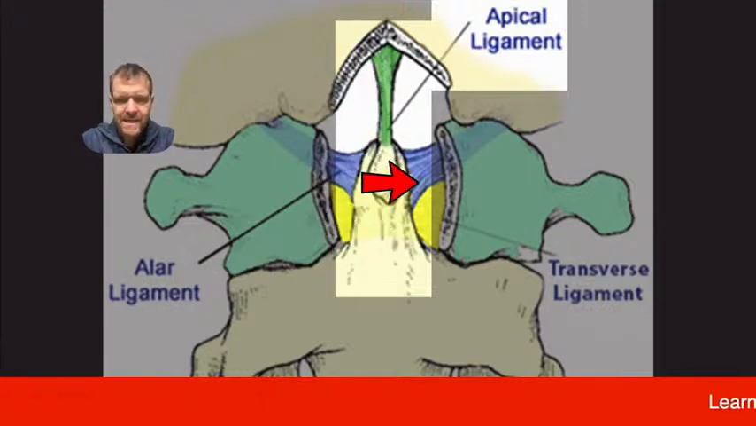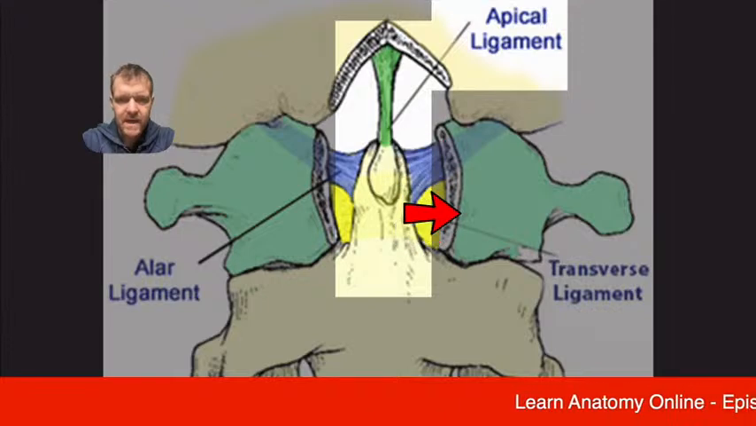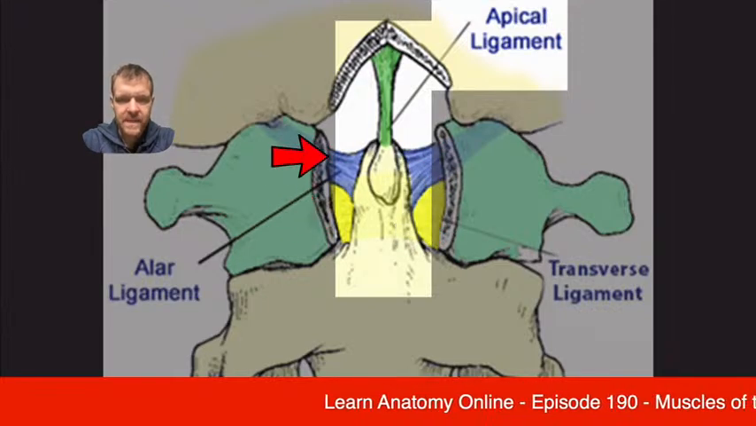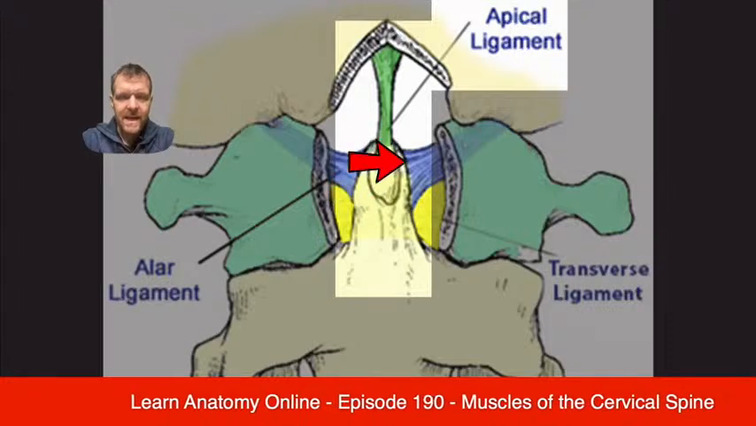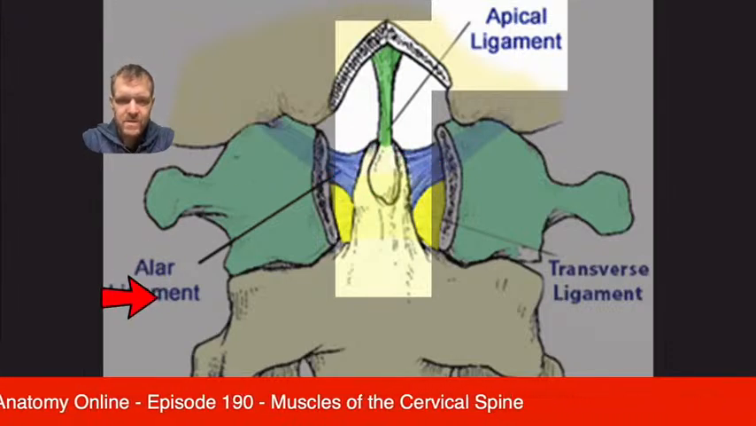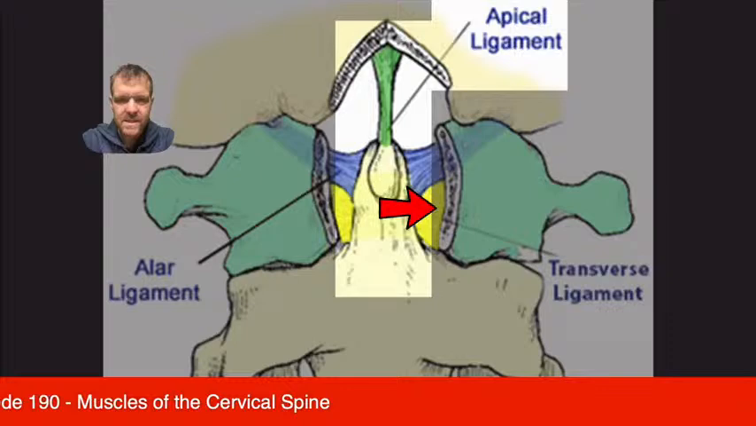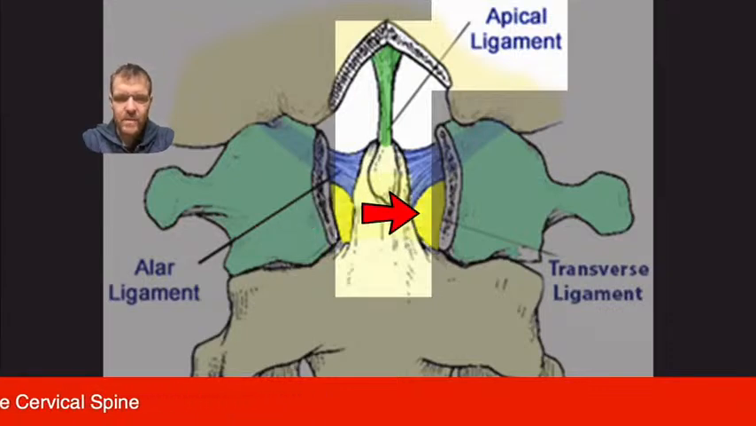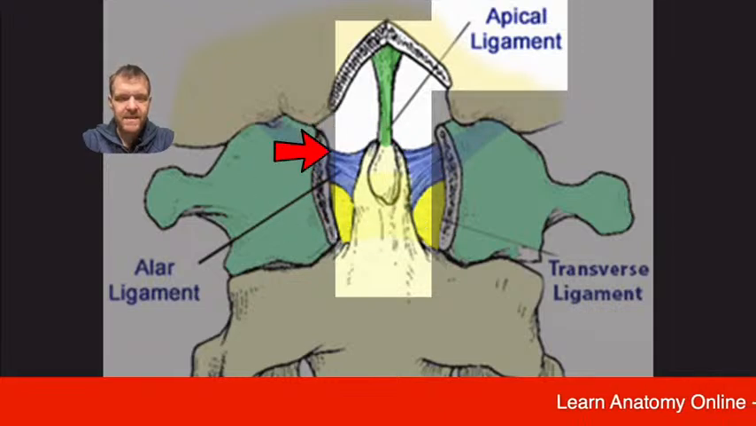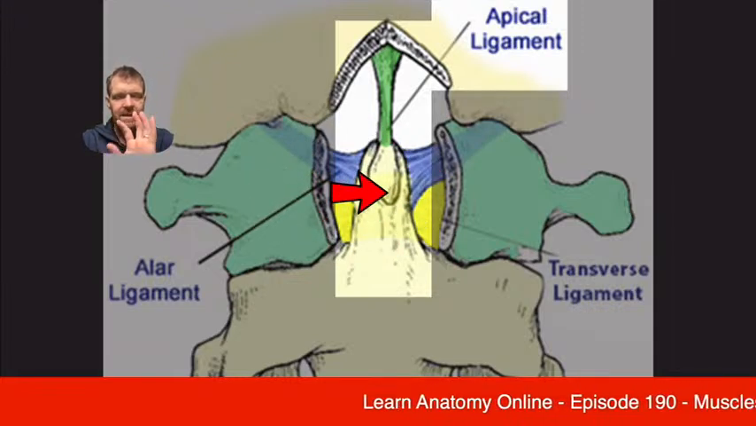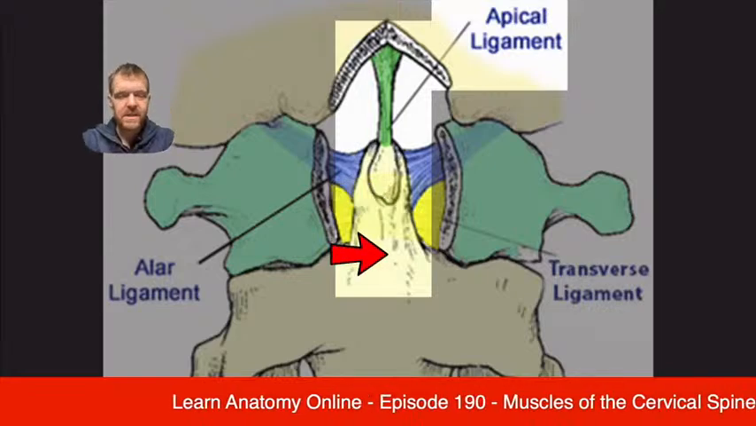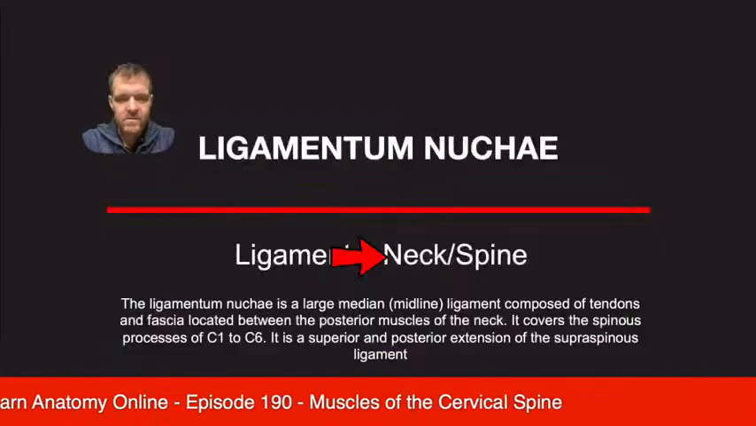So there's the peg. You can see that the C1 has been cut, so the atlas has been cut so that you can see the peg. And then we've got some other ligaments in here as well. So we've got the alar ligaments, these ones, and then the transverse ligament as well. And we looked at all of those last week. So those three key ligaments keep that peg in place and allow that rotation in the upper cervicals.